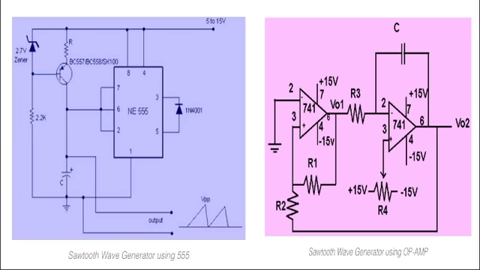Now let us see the sawtooth wave generator using an operational amplifier. This is the diagram for the operational amplifier sawtooth wave generator. A sawtooth waveform is used in pulse width modulation circuits and time-base generators. Here a potentiometer is used. When the wiper moves towards the negative voltage, that means minus V, the rise time becomes more than the fall time. When the wiper moves towards the positive voltage plus V, the rise time becomes less than the fall time.